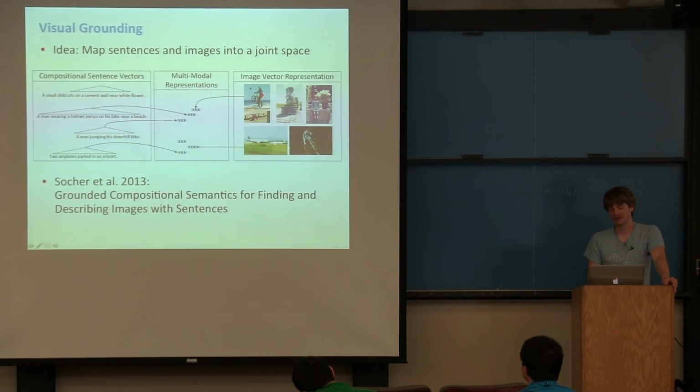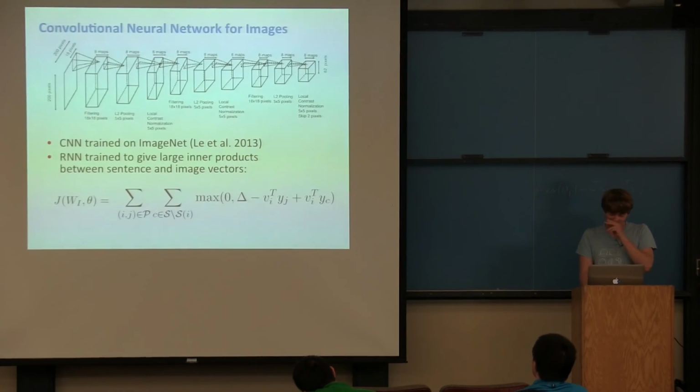close to a vector that we got from a deep learning model as well, but on the pixels of an image. If that sentence, "a man wearing a helmet jumps on his bike near a beach," is describing that image, then we want these two vectors to have a high inner product. So again, we use dependency trees on the language side. On the image side, we use a convolutional neural network.